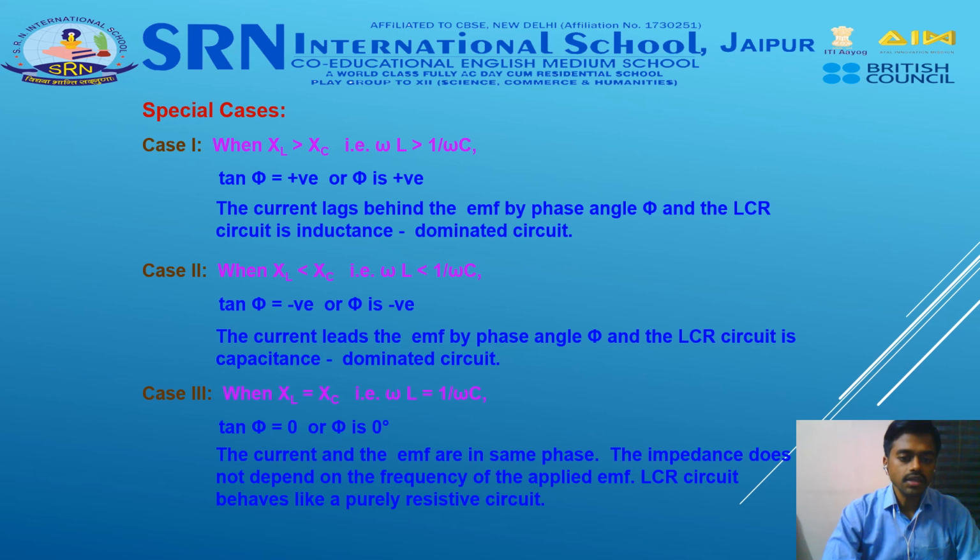Second case, if XC is greater than XL, it means that there is a dominance of the capacitor in the circuit, so it will be a capacitance dominated circuit. Finally, if the values are the same, that is XL is equal to XC, in that condition tan phi will be equal to 0 and the circuit will be purely capacitive circuit.